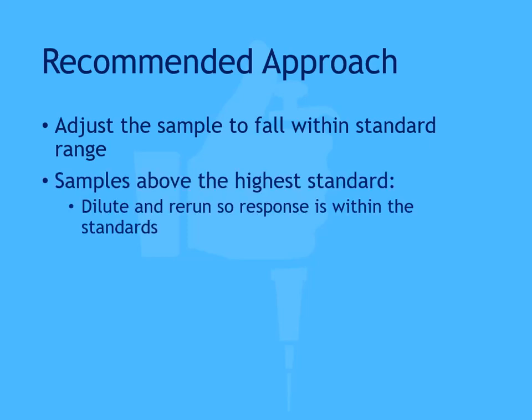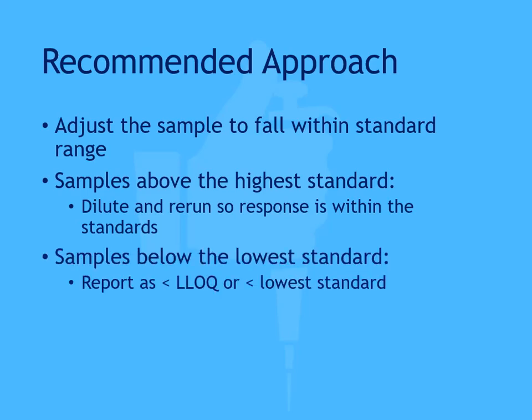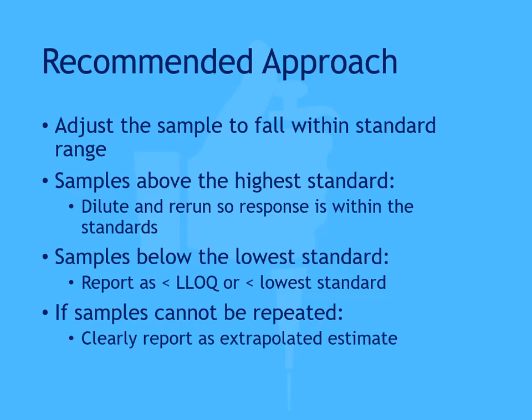For samples above the highest standard, the usual recommendation is to dilute the sample and rerun it so that the response falls within the calibrated range. For samples below the lowest standard, the result may be repeated for confirmation and is generally reported as below the lower limit of quantification or below the lowest standard, unless the assay protocol provides a validated approach for handling low-end extrapolation. If it's not possible to rerun a sample, then any calculated value outside the standard range should be reported clearly as an extrapolated estimate.